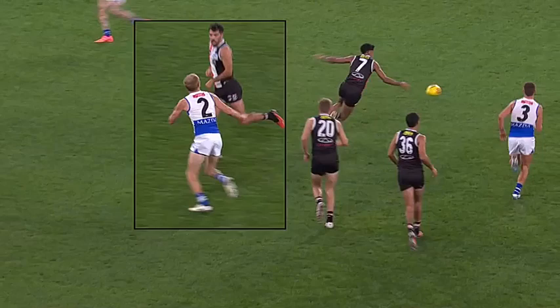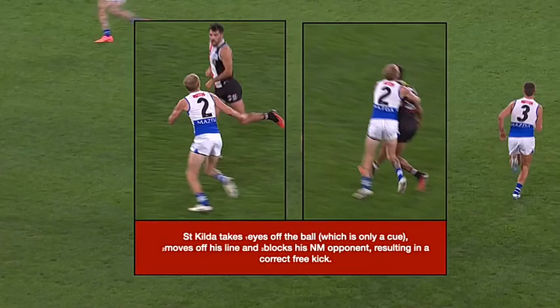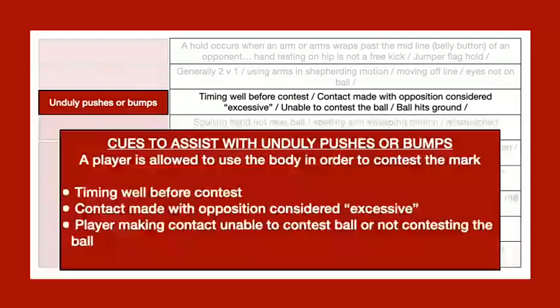St Kilda, eyes off the ball, and then blocks the opponent and is unable to contest, resulting in a correct free kick. Unduly pushes or bumps. A player is allowed to use the body in order to contest the mark. So you pay this when the timing is well before the contest, so unable to contest. Contact may be considered excessive by the opposition, which is rare, and the player making contact is unable to contest the ball. That's often a big one.